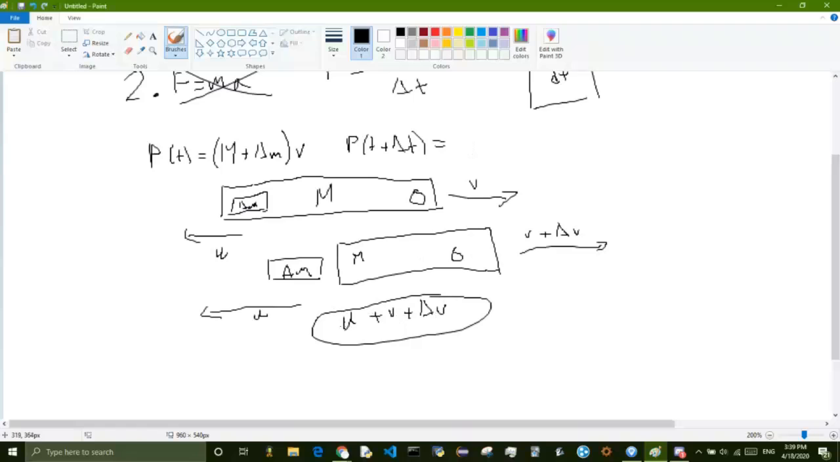It's simply this times delta m. Again, the normal rules of calculating momentum apply. It's simply the velocity of the delta m mass of fuel times the mass, a little bit redundant, but there it is. And then m times v plus delta v.